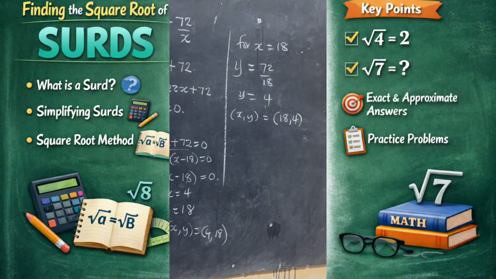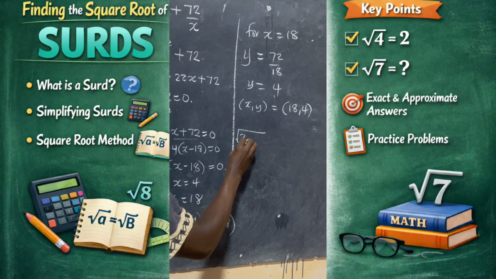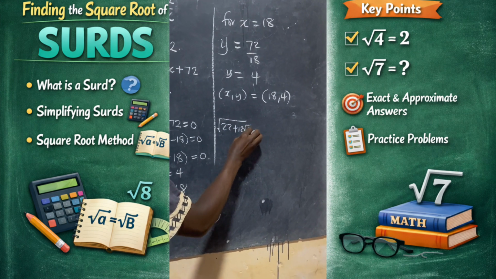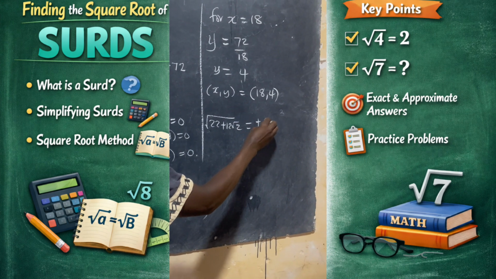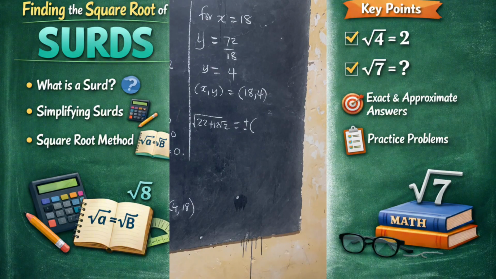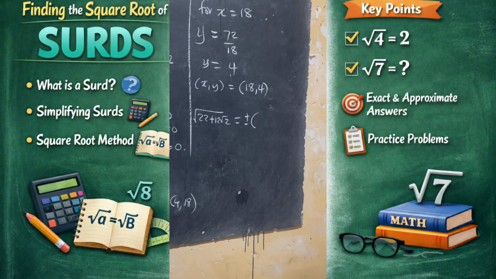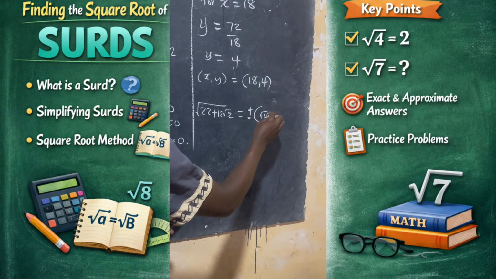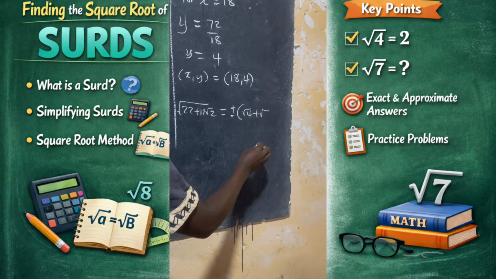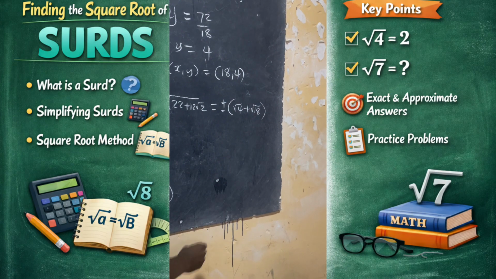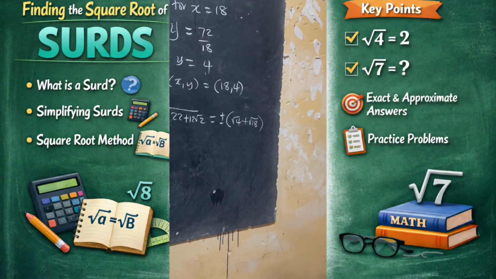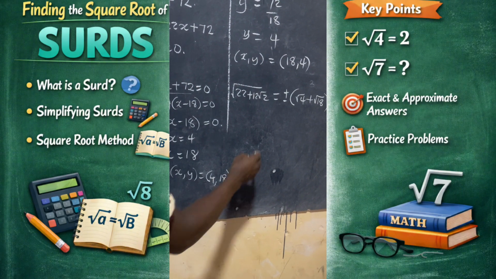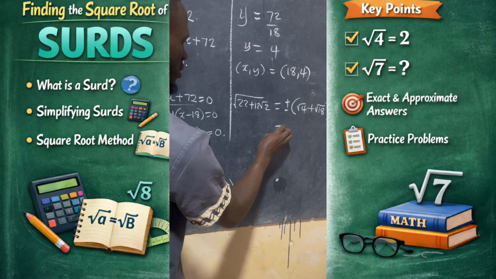Since we said that the square root of 22 plus 12 root 2 is equal to plus or minus, open brackets, root x plus root y. So if I take this one here, root x is root of 4 plus root of what? Root of 18. Remember, we said it is plus or minus root x plus root y. But this is not the final answer.